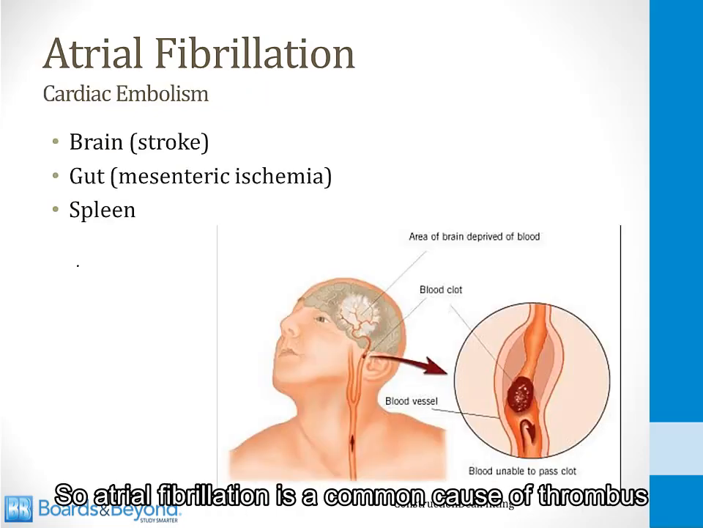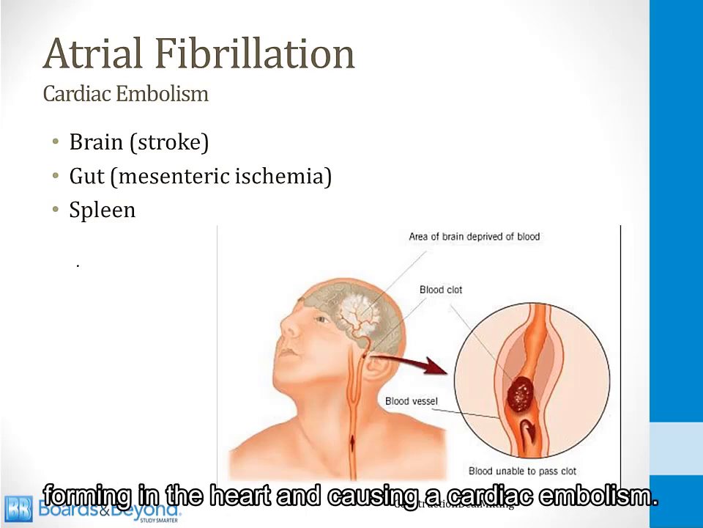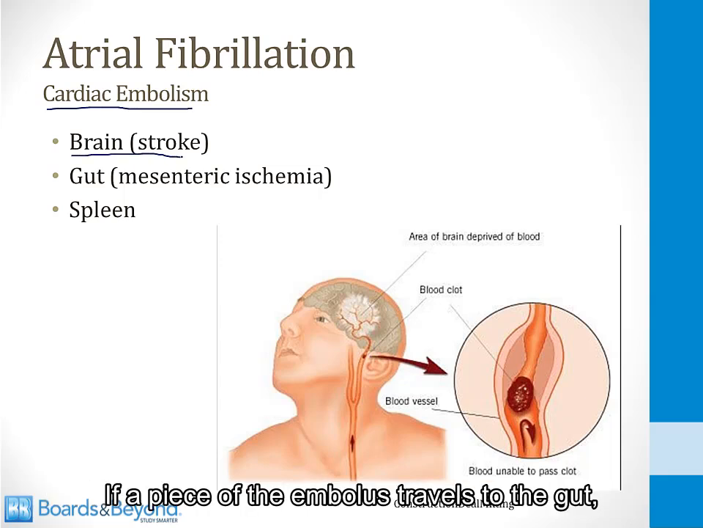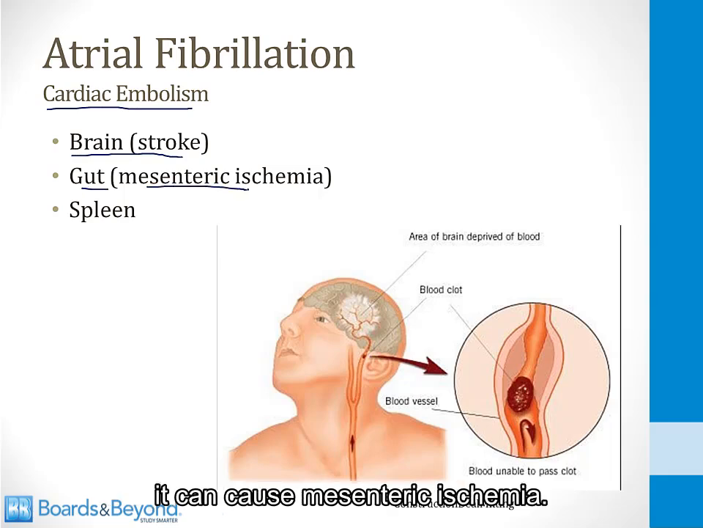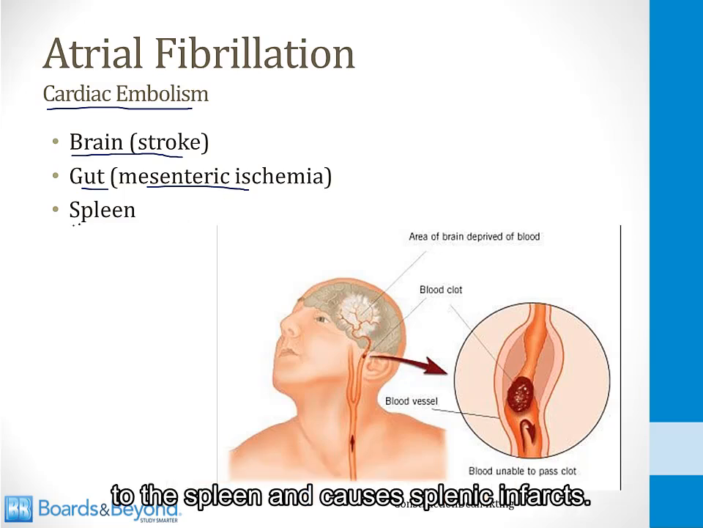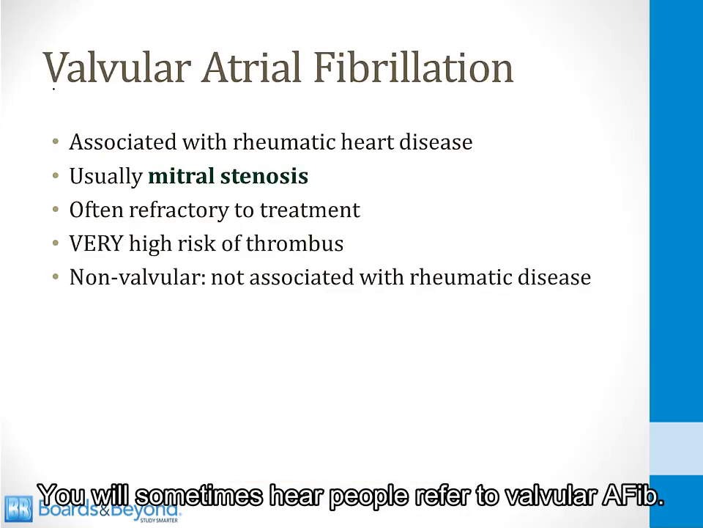So atrial fibrillation is a common cause of thrombus forming in the heart and causing a cardiac embolism. If a piece of the thrombus travels to the brain, it will cause a stroke. If a piece of the embolus travels to the gut, it can cause mesenteric ischemia. And thrombus from atrial fibrillation also sometimes travels to the spleen and causes splenic infarcts. You will sometimes hear people refer to valvular AFib.